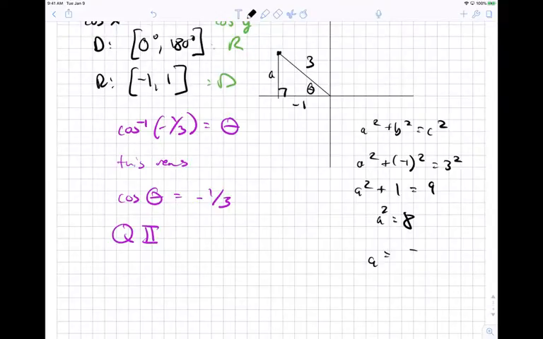Wait a second. Yeah. We said 2 root 2, right? Okay. Is it positive or negative? Usually we do plus or minus. But it's positive, right? Because what quadrant are we in again? 2, right? And so this is our y value, right? So we go up, it's positive.